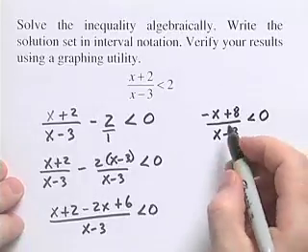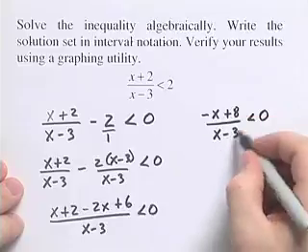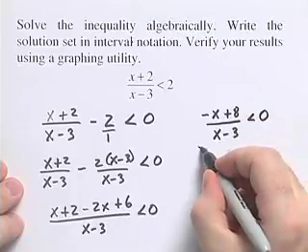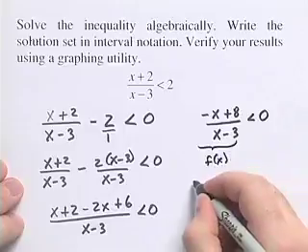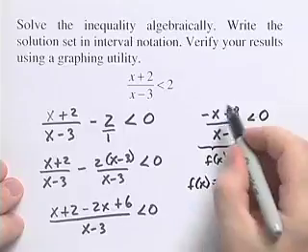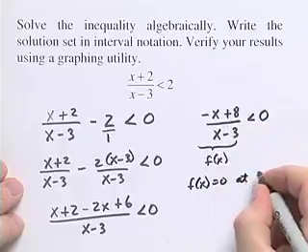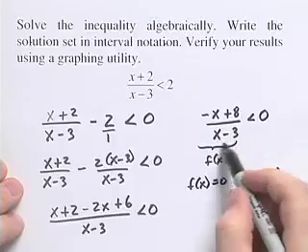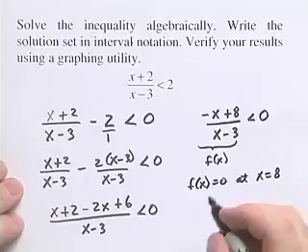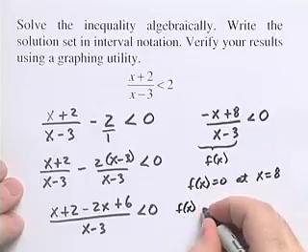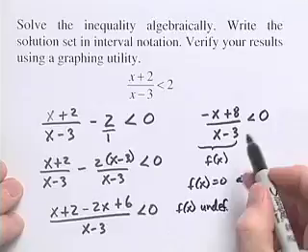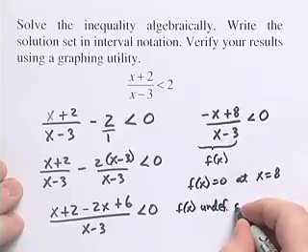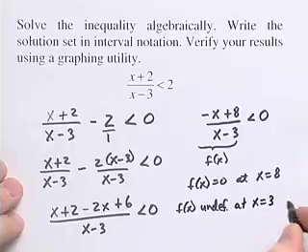What we want to do next is determine where this expression on the left-hand side is equal to 0. If we call this expression f of x, we'll see that f of x is equal to 0 when the numerator is equal to 0, and so that's at x equal to 8. We also want to find out where this expression, f of x, is undefined. That's going to be where the denominator is equal to 0, and in this case, that's at x equal to 3.